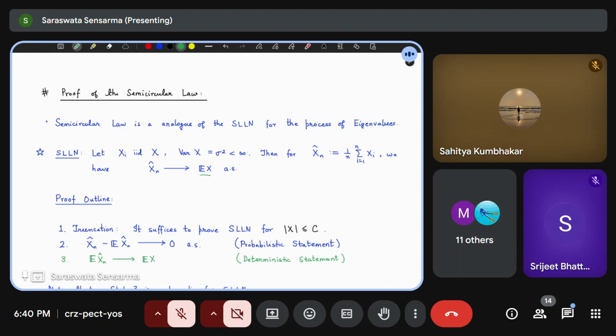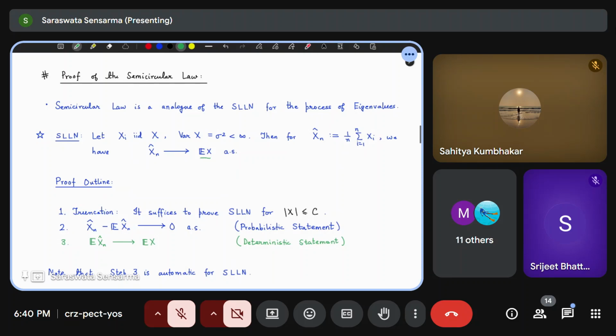Even now I'll just be referring to that. But the first step almost always is truncation, proving that the semicircle law for bounded random variables would be sufficient. So there's a natural way of going from bounded random variables to general random variables. The second statement is showing that xn hat minus expectation of xn hat goes to 0 almost surely.